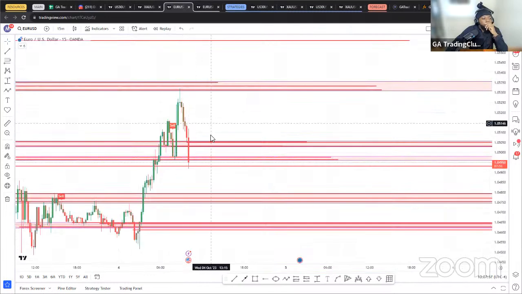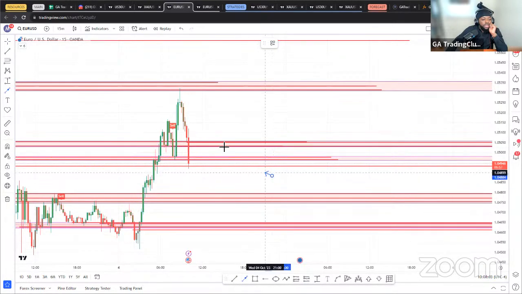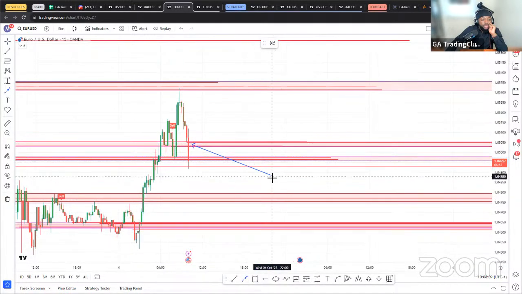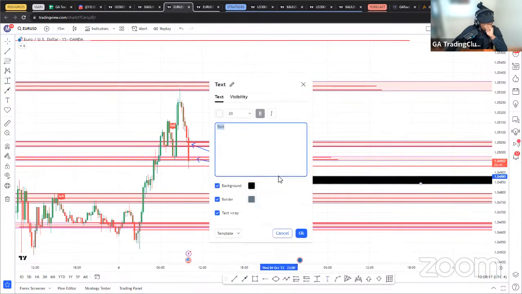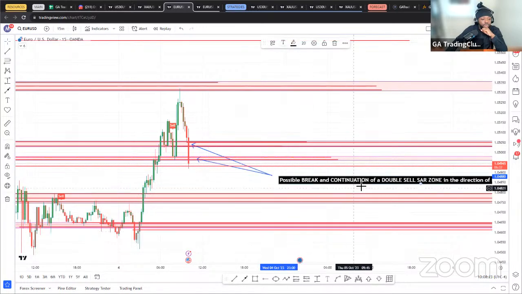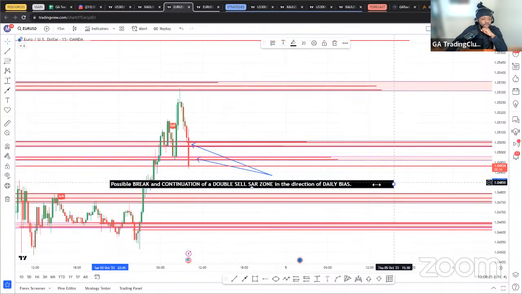Let's see. So EU, same thing here. We have a break and continuation entry. So this is a sell SAR zone. And if you don't get a trade, don't worry about it. The key thing is for you to understand the concepts, because after the live session is over, you can get trade setups. So there's always going to be another trade.